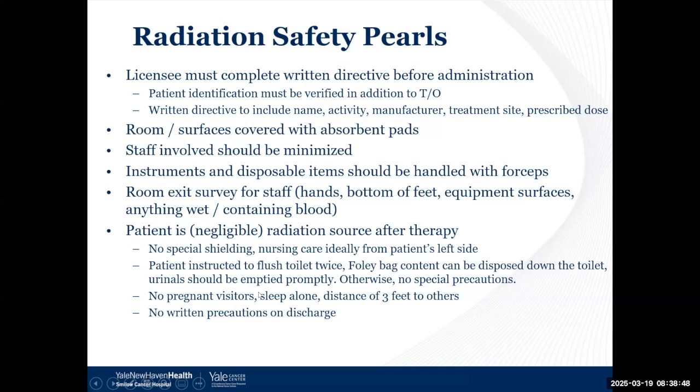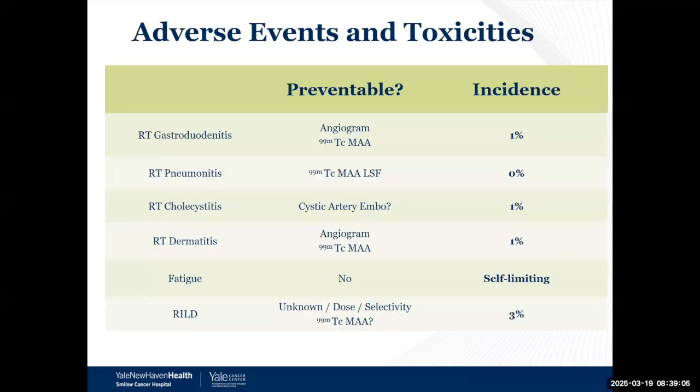Historically, the recommendation was no pregnant visitors, sleep alone, and distance of 3 feet for 5 half-lives. But in reality, we now know that there is no external radiation to a carrier just because the distance of penetration is so short.